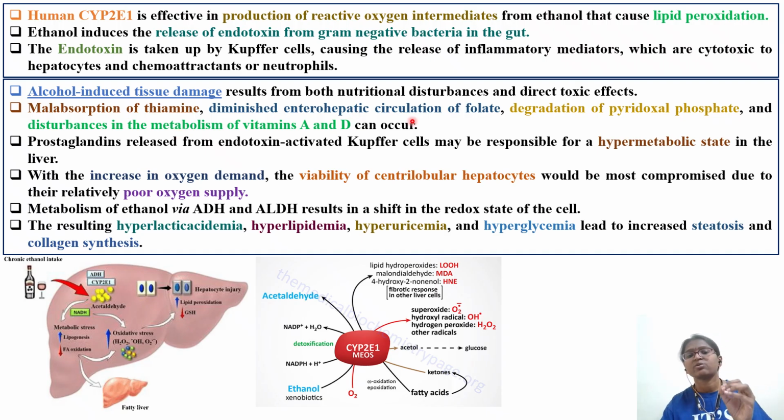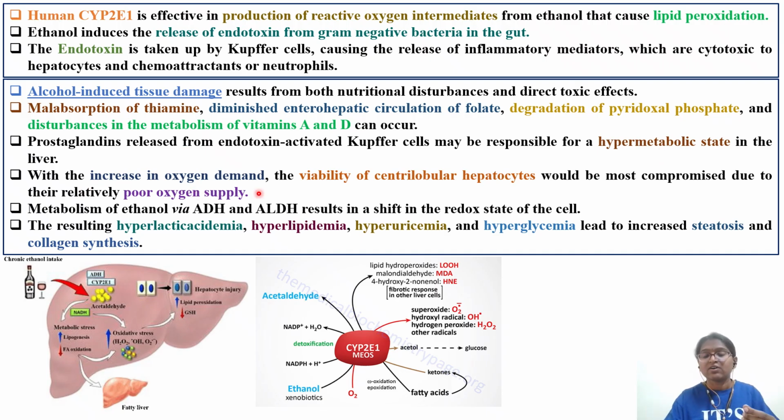There is diminished enterohepatic circulation of folate. The liver is involved in enterohepatic circulation, and that decreases. There is degradation of pyridoxal phosphate, and disturbance in the metabolism of vitamins A and D. So all these functions are impaired. Prostaglandins, like thromboxane, are released from the endotoxin-activated Kupffer cells. We have already seen that endotoxin is taken up by the Kupffer cells, and this may be responsible for hypermetabolism. The metabolism rate is increased in the liver.